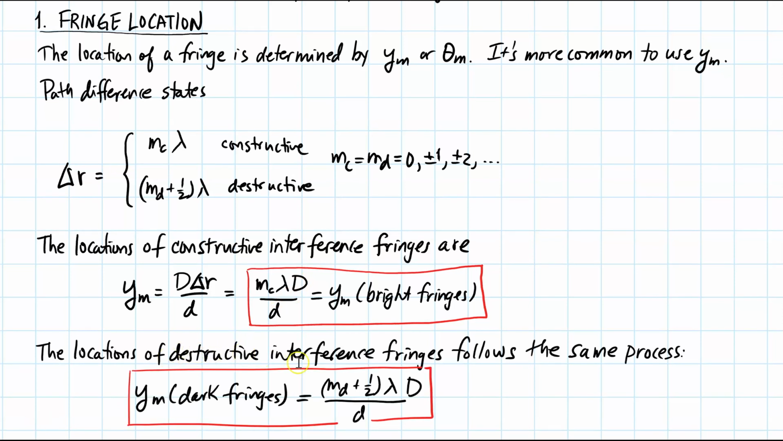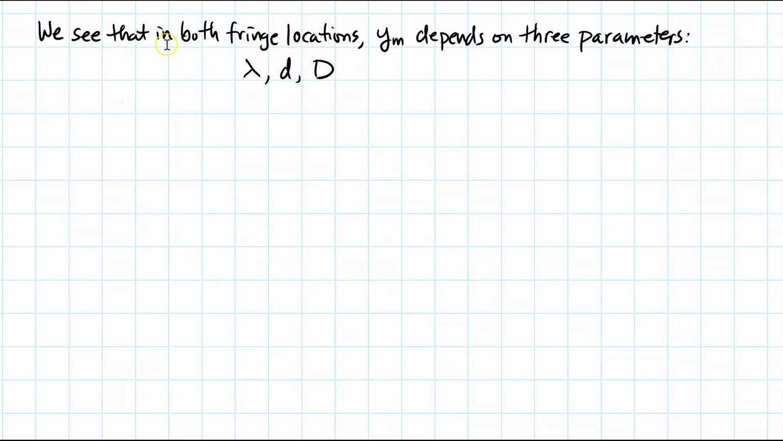The locations of destructive interference fringes follow the same process. So y of m of dark fringes differs by m_d plus 1/2 instead of m_c, but it's the exact same equation. We see that in both fringe location equations, y of m depends on three parameters: the wavelength, the slit separation, and the screen distance.